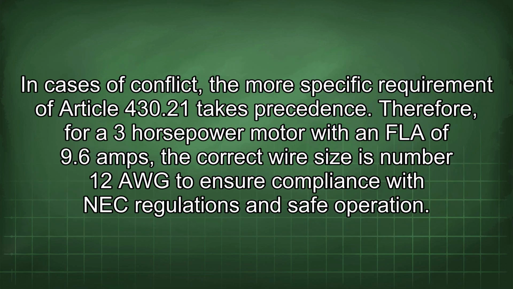In cases of conflict, the more specific requirement of Article 430.21 takes precedence. Therefore, for a 3 horsepower motor with an FLA of 9.6 amps, the correct wire size is number 12 AWG to ensure compliance with NEC regulations and safe operation.